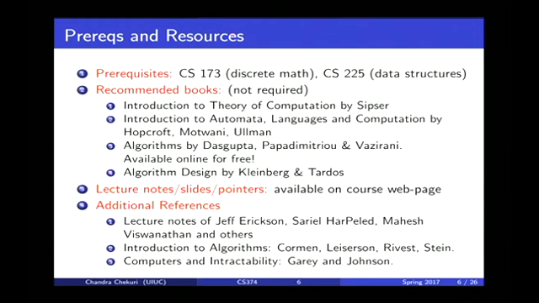The course prerequisites are 173 and 225. And it's not just that I took the course. This is, as many of you know, a technically challenging course. It's a fast-paced course. So if you did really poorly in 173 or 225, you should retake it or make sure that you have caught up on the material. Okay, so that's important. There's no textbook.